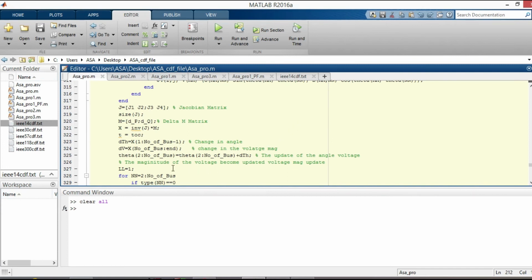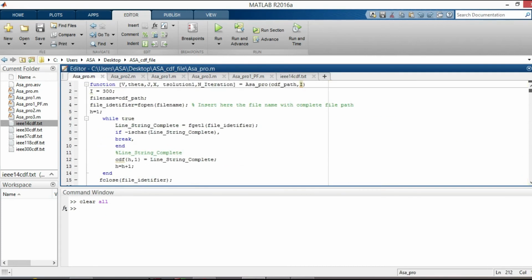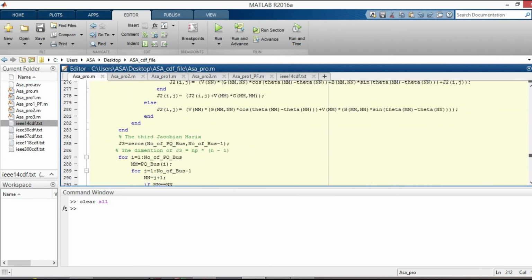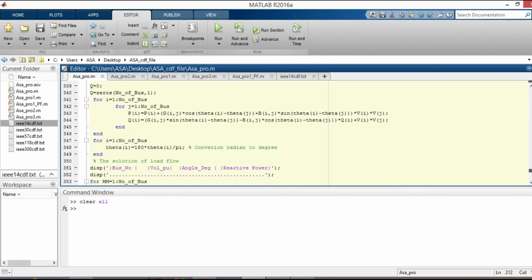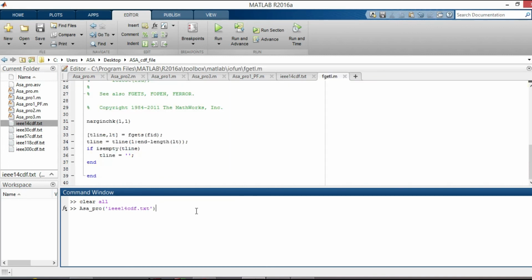Now let's call our function and see the result. The name of our function is asa_pro(CDF path or file name). In the command window, write asa_pro. Inside the brackets, write your input file. Let's call first IEEE 14 CDF.txt. Click enter.